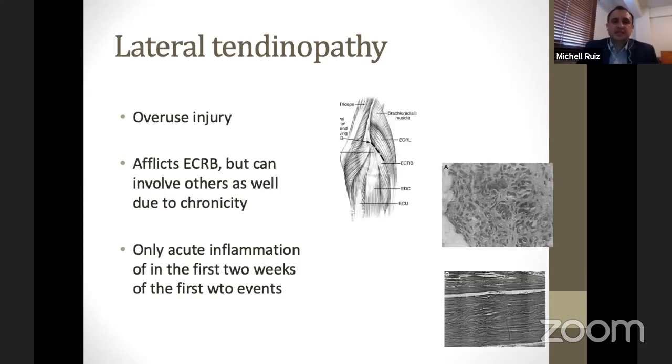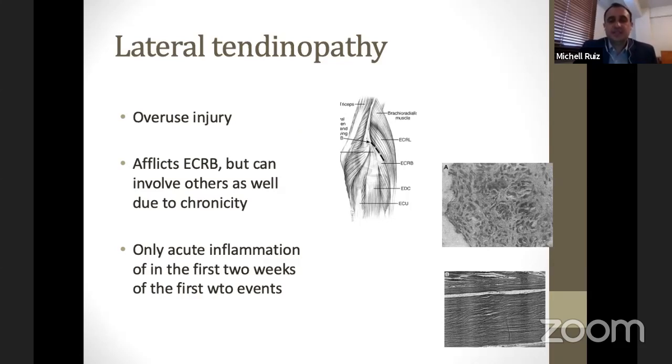We know that lateral tendinopathy is an overuse injury, and so we can find it in athletes that use their elbow, particularly amateur athletes that lack good technique for practicing their sport, mainly tennis, particularly with a backhand strike. We also find it in workers that use their elbows very frequently, as we can see in carpenters.